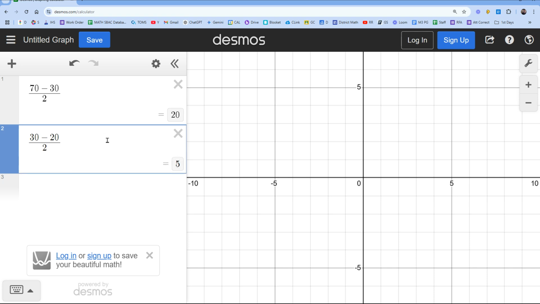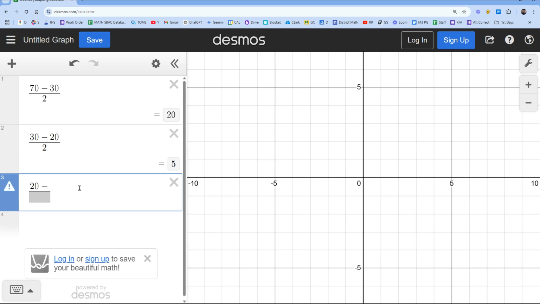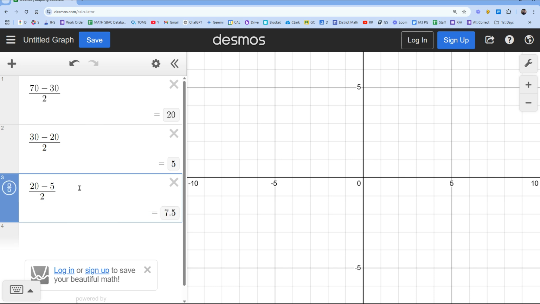And I'm going to follow that pattern. So now if I go 2 back, it's 20. So I'm going to divide 20, take away 5, divided by 2. So okay, 7.5. And then that is 5 terms right there.